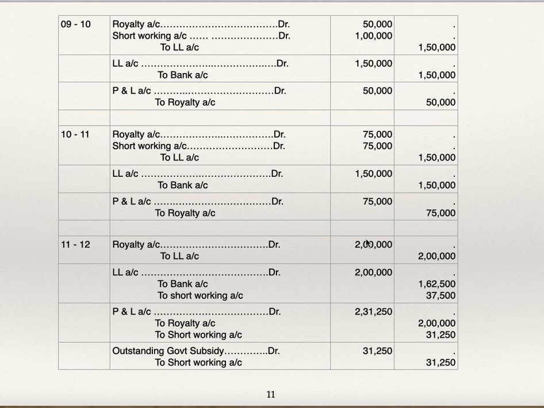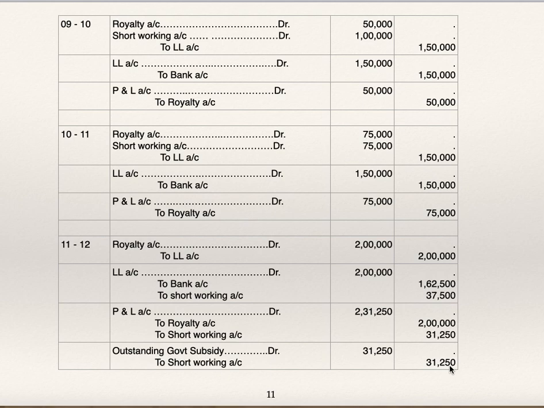Third year, royalty is more: royalty to landlord 2 lakhs. Landlord account debit 2 lakhs, to bank 1,62,500, to short working 37,500, recovery of short working. Profit and loss account debit to royalty 2 lakhs, to short working 31,250. This is short working written off. And outstanding government subsidy to short working account 31,250.